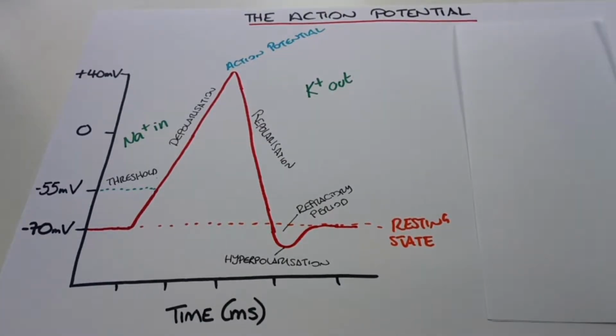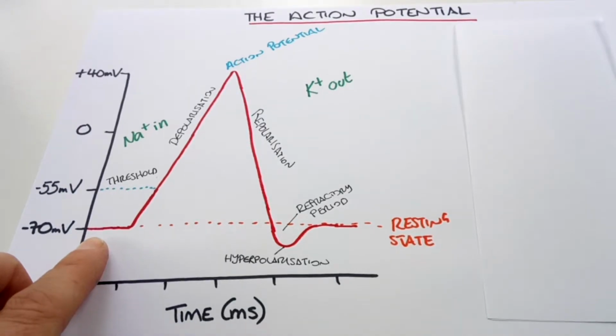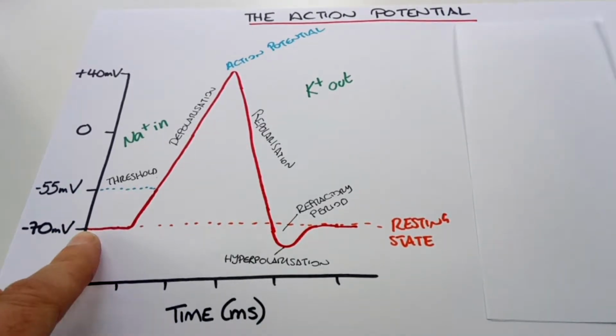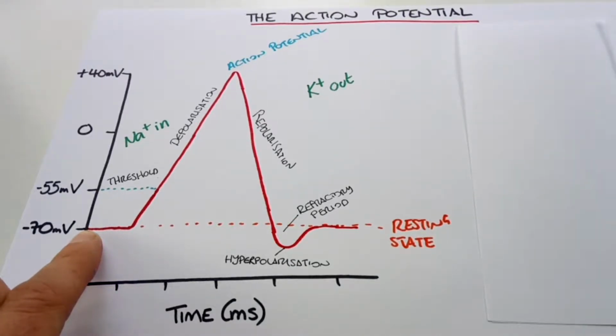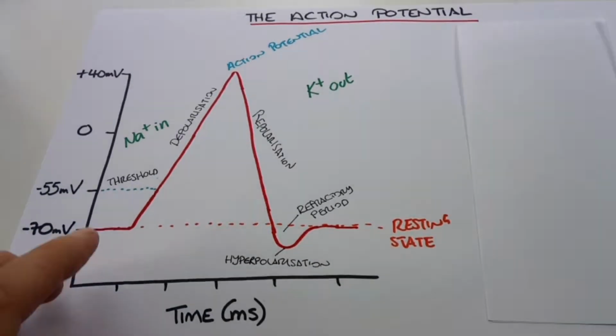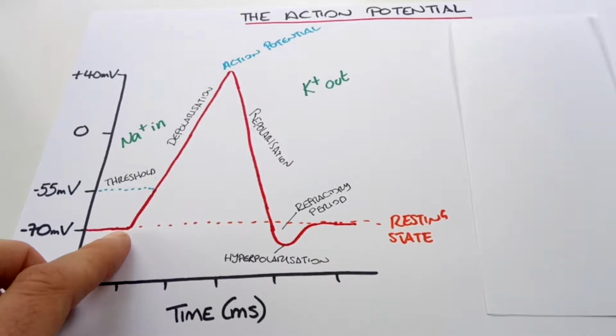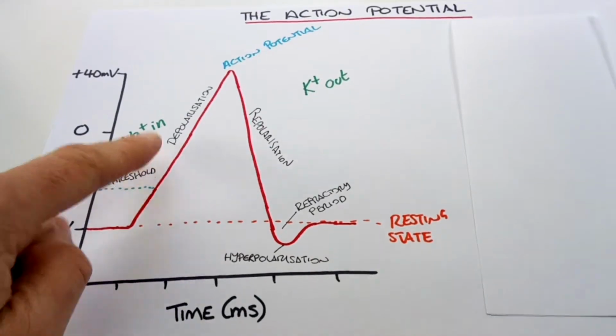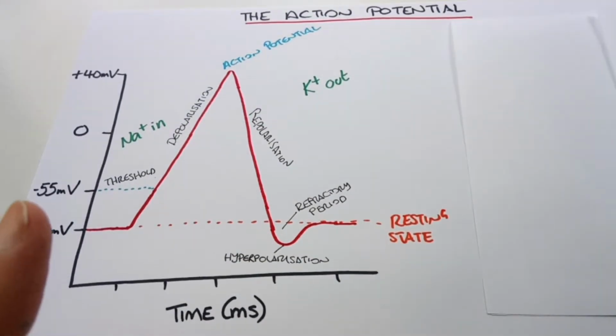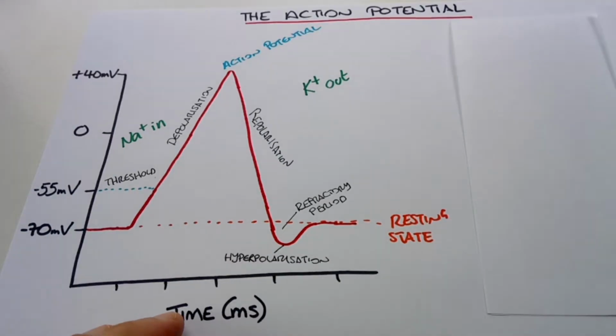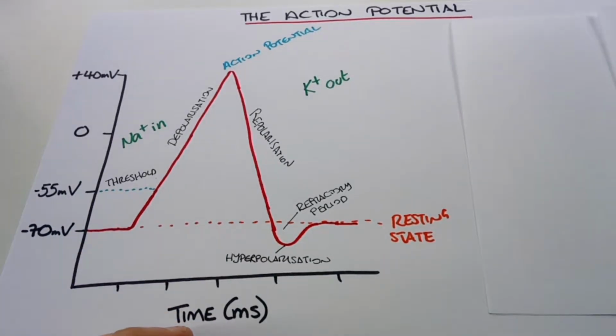As we can see, I'll point with my finger rather than a pen, it's more accurate. Our resting potential is about minus 70 millivolts, right? So this is this red line here. So a stimulus comes in and the cell gets excited. What happens when the cell gets excited is sodium channels open. There is an influx of sodium. So what does the influx of sodium do?